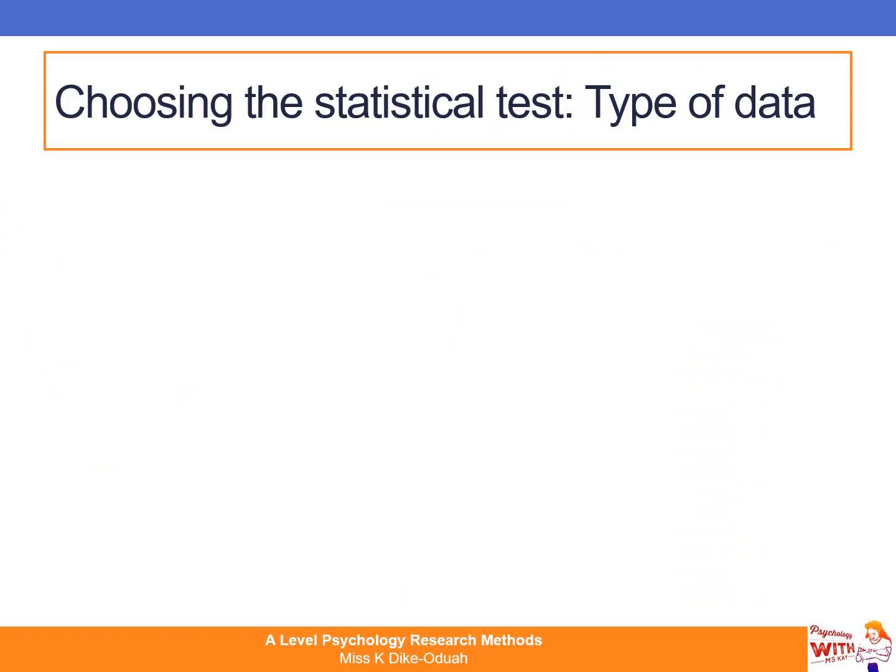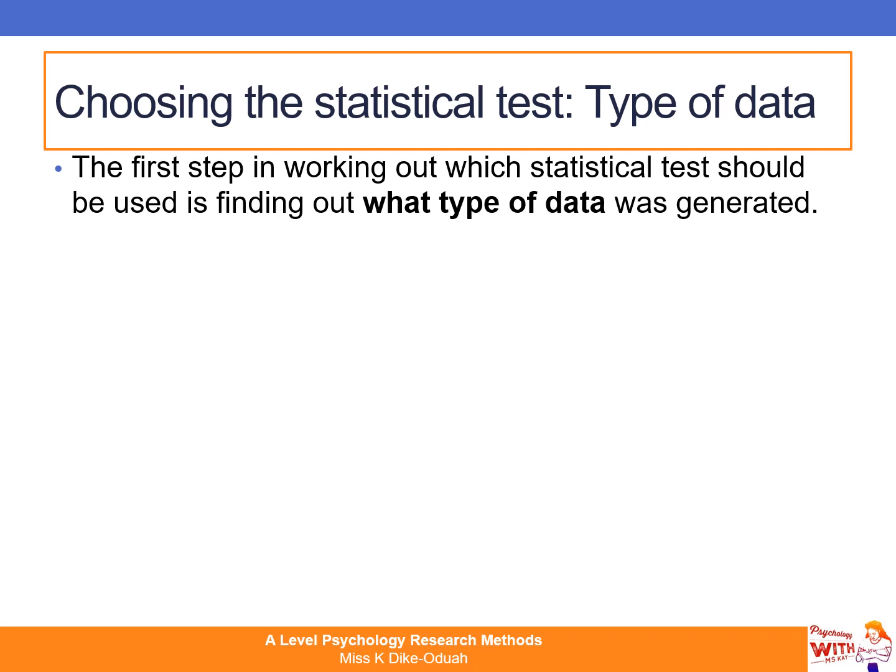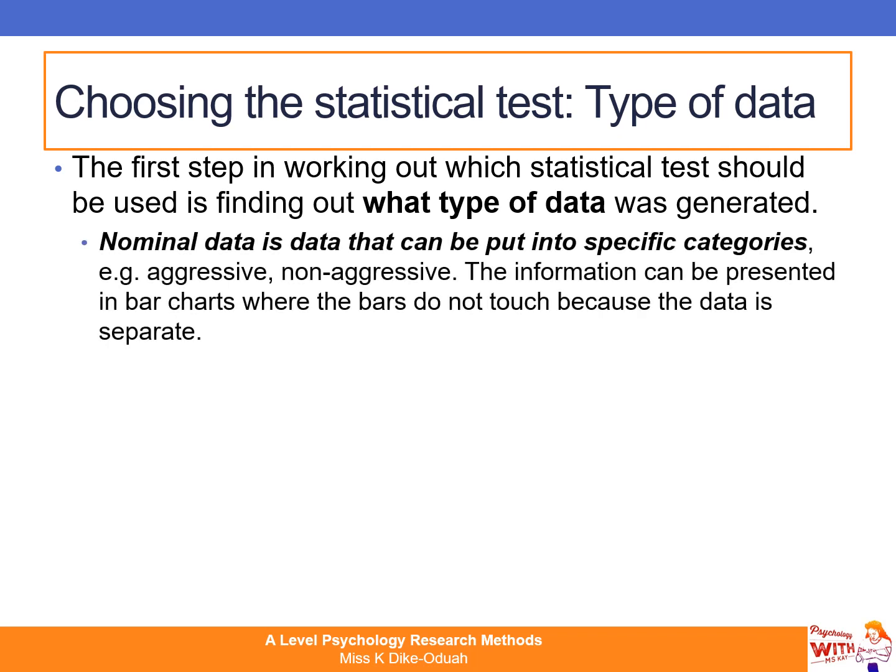So you may come across a question that asks you to justify what statistical test can be used for a particular scenario. And the first thing that you need to do is to find out what type of data was generated from that particular experiment or correlation. We've got three types of data.